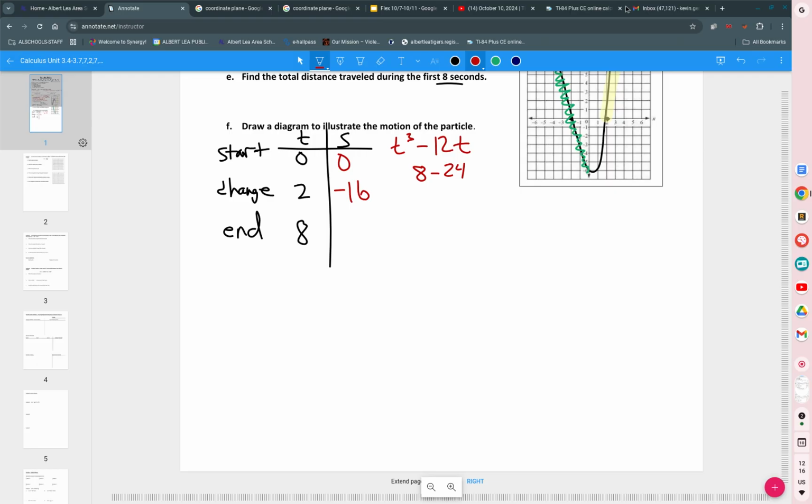And then I ended at time 8, so I'm going to plug in 8. 8 cubed is 512. And then 8 times 12 is 96. So we're going to subtract those and we get 416.